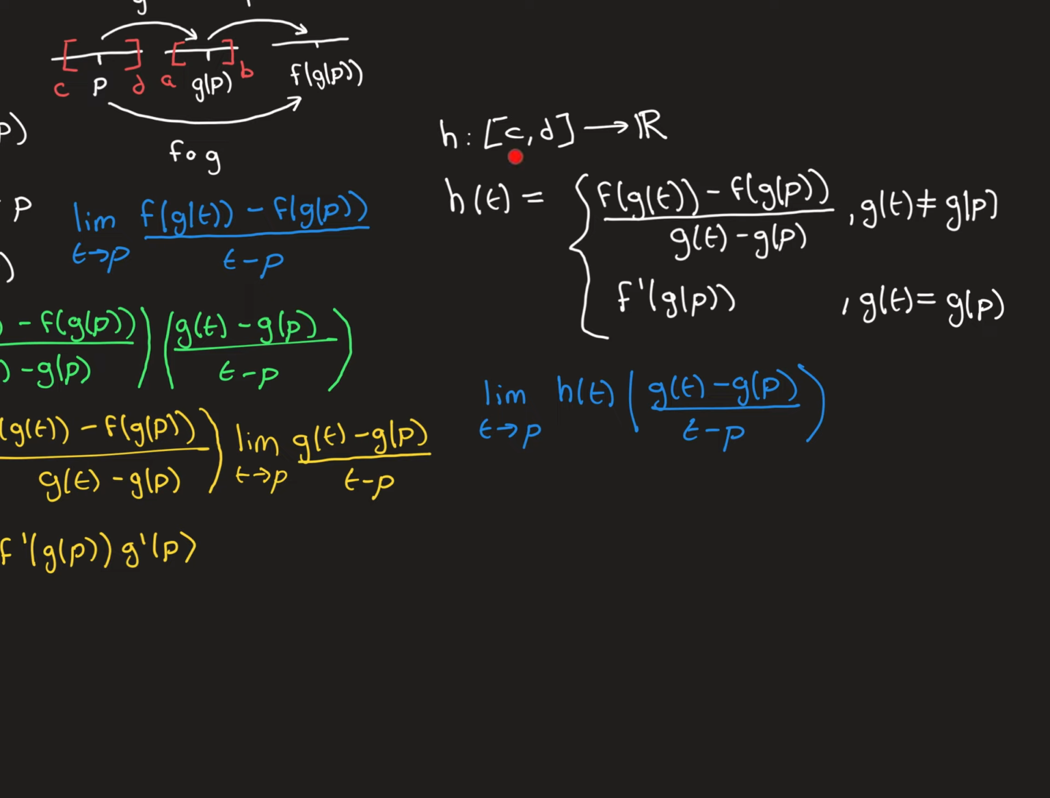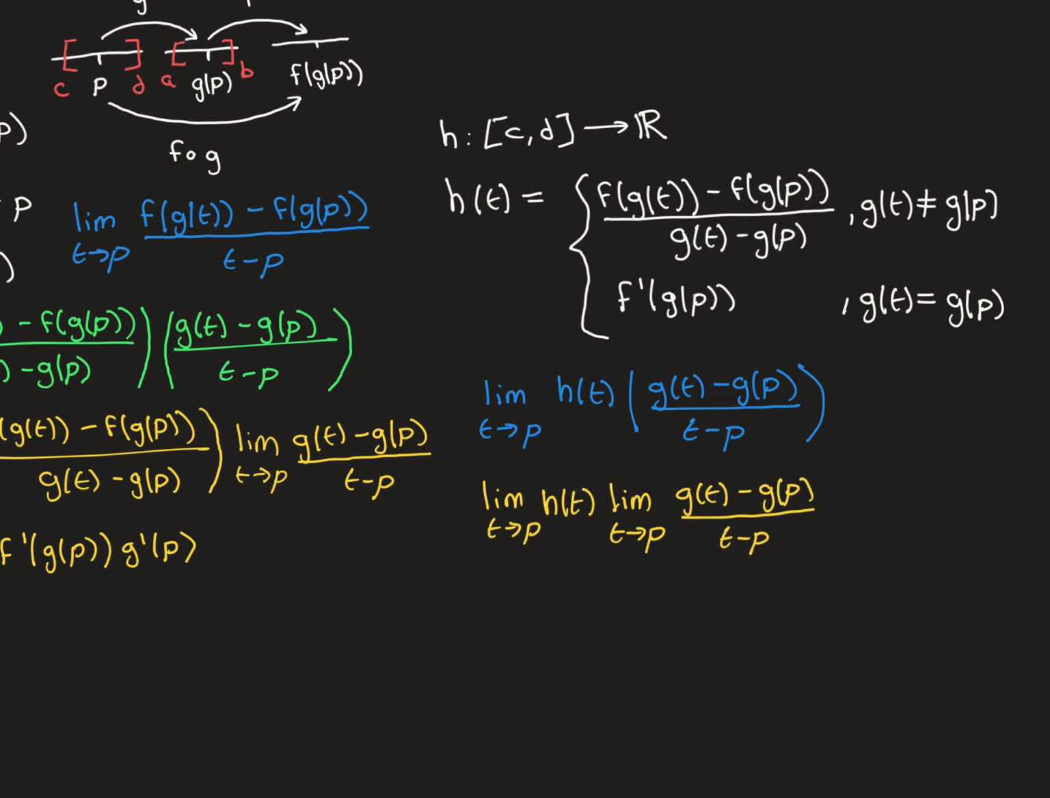So for all t in this domain, h of t times this is an equivalent function, exactly the same as this. Therefore, the limit as t approaches p of this difference quotient is the same thing as the limit as t approaches p of h of t times this difference quotient. Now time for some algebra of limits.